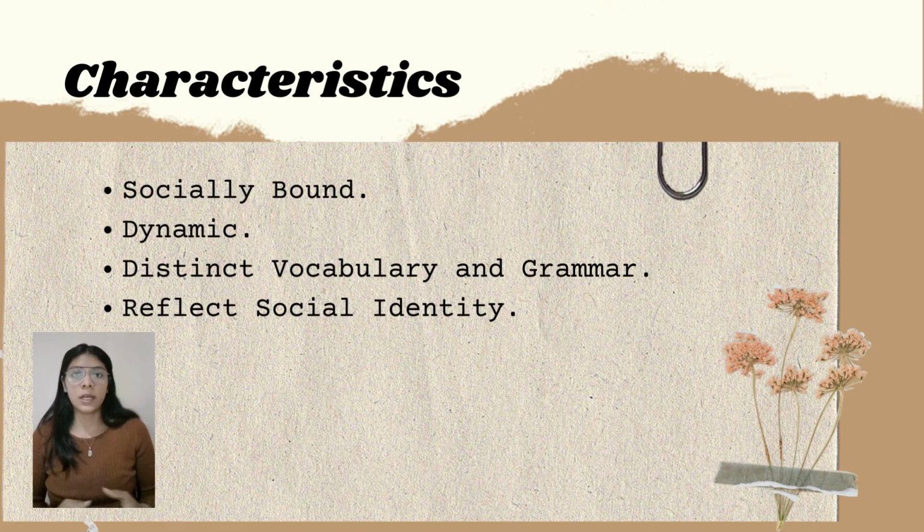And finally, sociolects reflect social identity. The way people speak can reveal a lot about who they are and where they come from. For example, someone's language might indicate their social class, age, or even their upbringing. These characteristics show how sociolects are more than just ways of speaking. They are tied to the identity and culture of the people using them. The language you use can be a way of showing that you belong to a certain group. That's all.